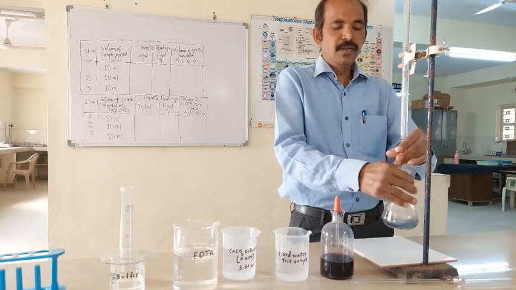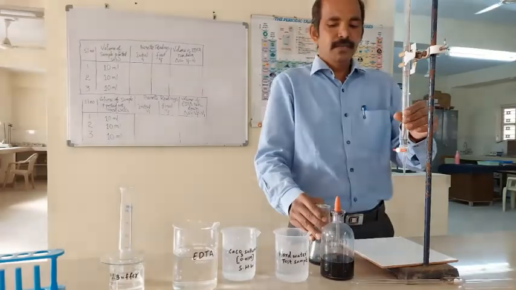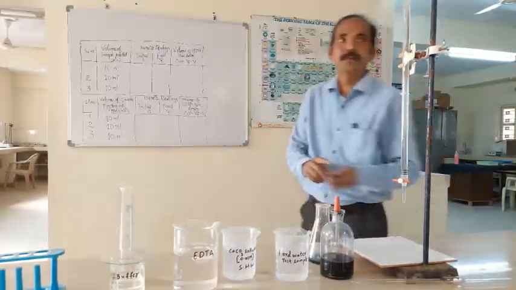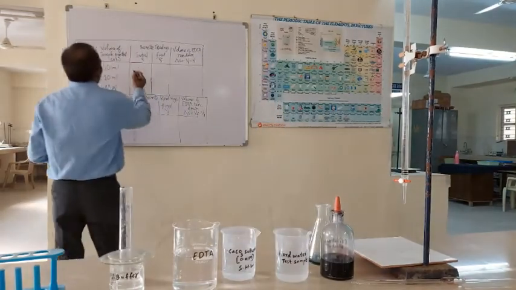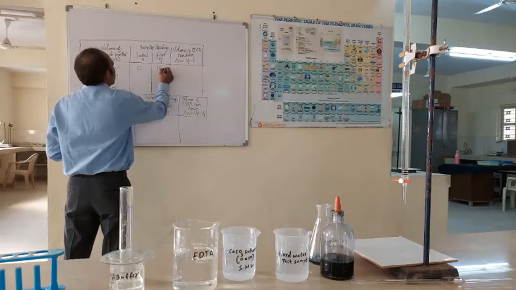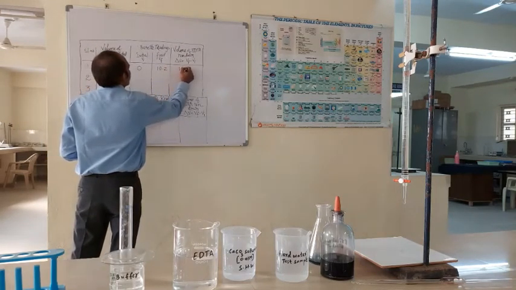So this is the blue color you are going to get, from wine red to blue. After that, you take out the burette. See this. The initial value you started with is about 0 and the final value is around 10 point. Now the difference in this value is 10 point.